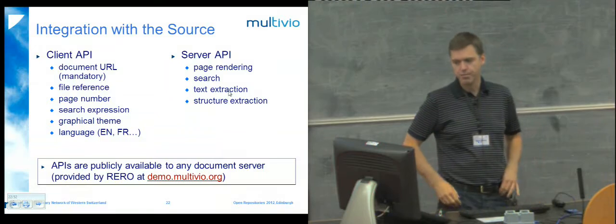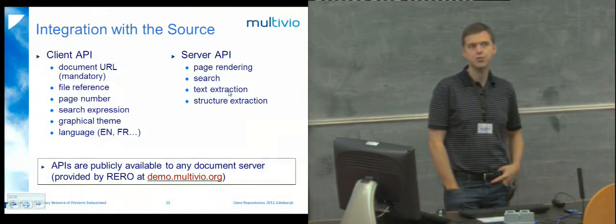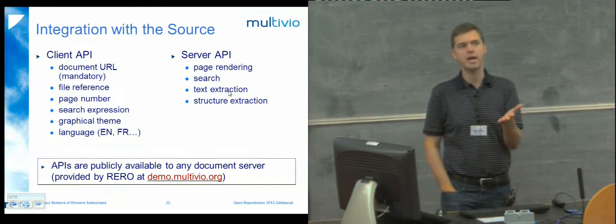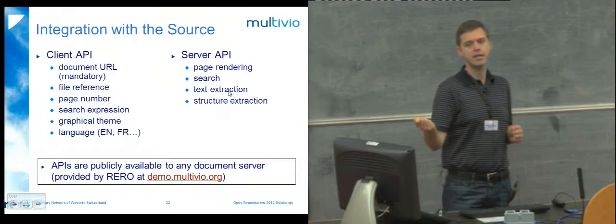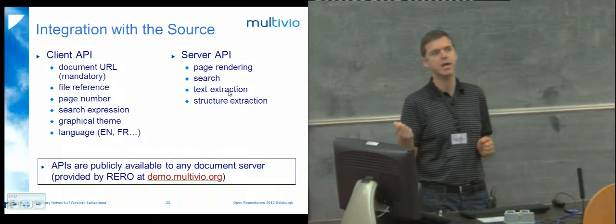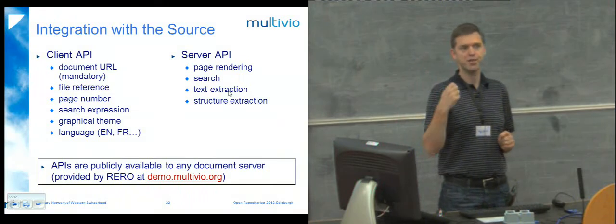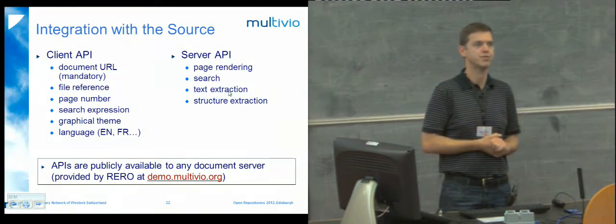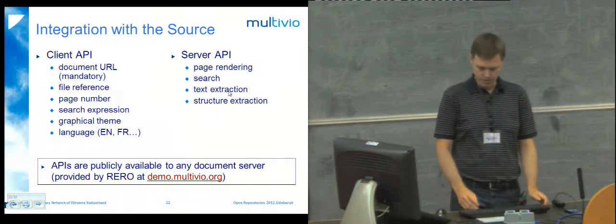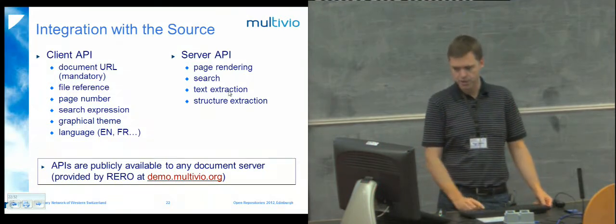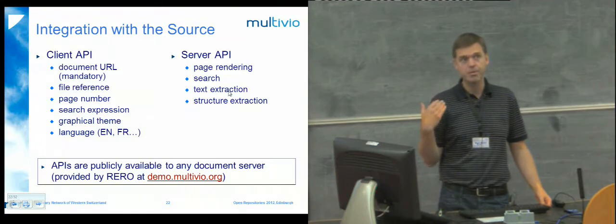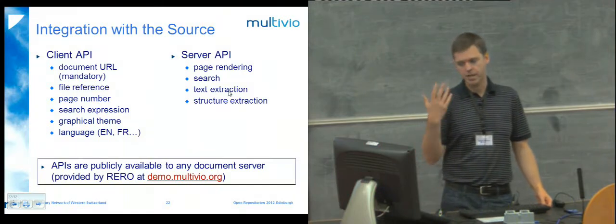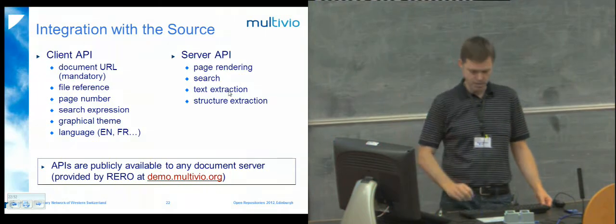In terms of server API, you can ask it to render a page. For example, you can use the server layer directly without the client layer. So if you have a PDF file, you can tell the Multivio server API, give me an image of page 15 in a resolution of 400 pixels, for example, and the server will return the required image. So it also extracts text, the search, and everything that is needed by the client. And these APIs are publicly available. They are made available by RERO at this address, demo.multivio.org.